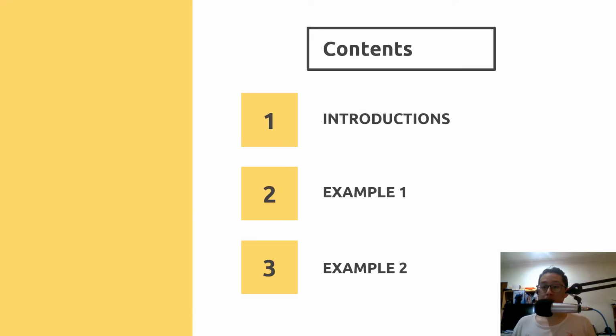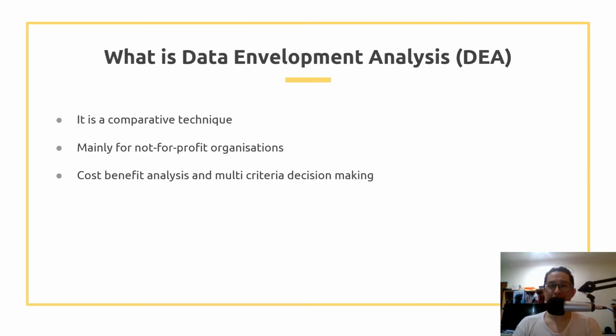This is going to be the contents of our video. So first off, it will be introductions. I'll be responsible for it. And second and third, we'll look at example 1 and example 2. That will be for my other teammates. So what is DEA? DEA is a comparative technique to evaluate the relative performances of organizations or producers.